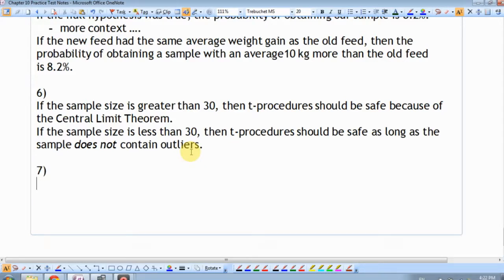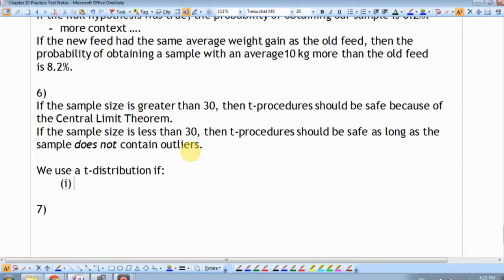You can use a T distribution if the sample is less than 30, provided there are no outliers and there are no contradictions to normality. We should write that down. We use a T distribution if the sample is less than 30 and there are no outliers or no contradictions to the normality.